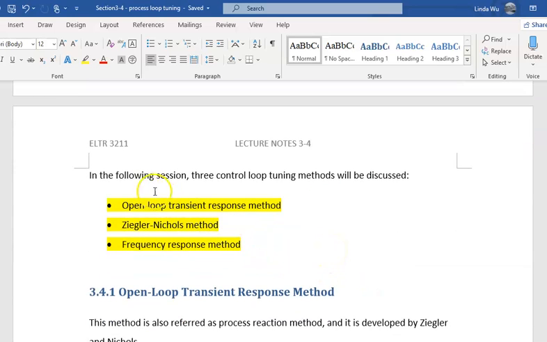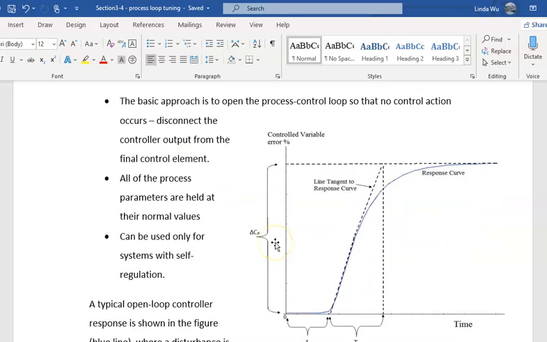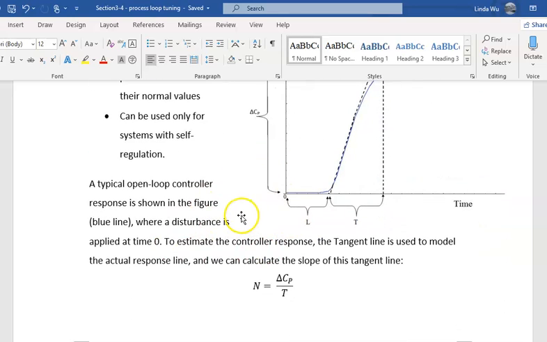And we have three control methods: open loop transient response, Ziegler-Nichols method, and frequency response method. These three we didn't talk about too much, but they will be our questions corresponding to assignment 5, and we will talk about them in another video. And that's all for this one.